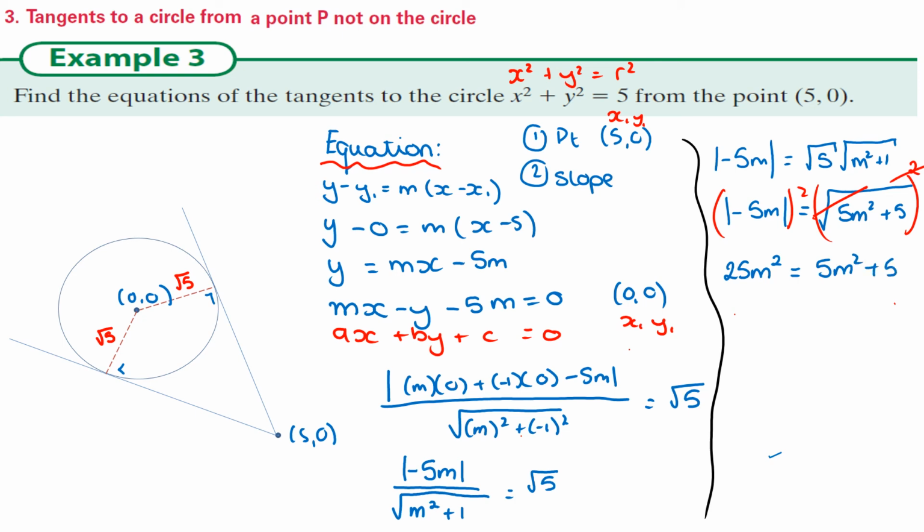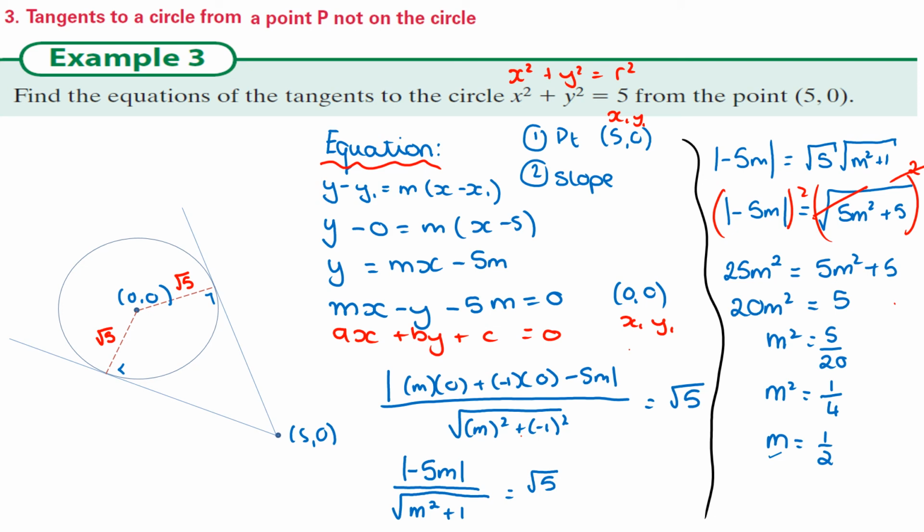So let's bring everything to the left. So we get 20m squared. Actually, I'll now leave the constant over here. So m squared is 5 divided by 20. That gives us a simple 1/4. So m is equal to half.